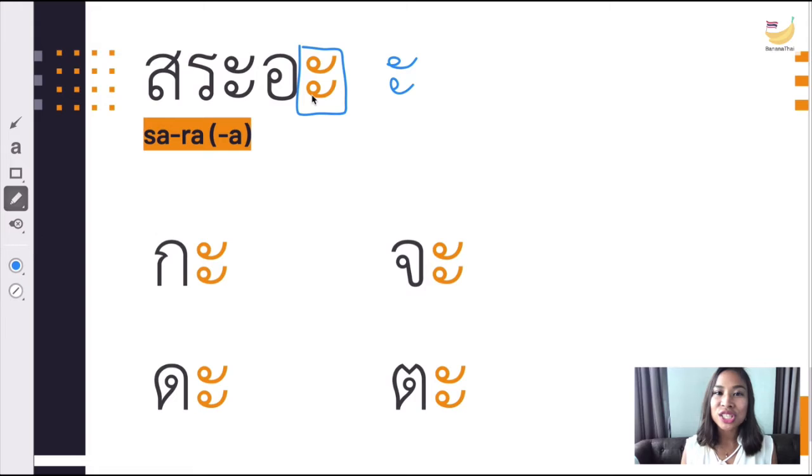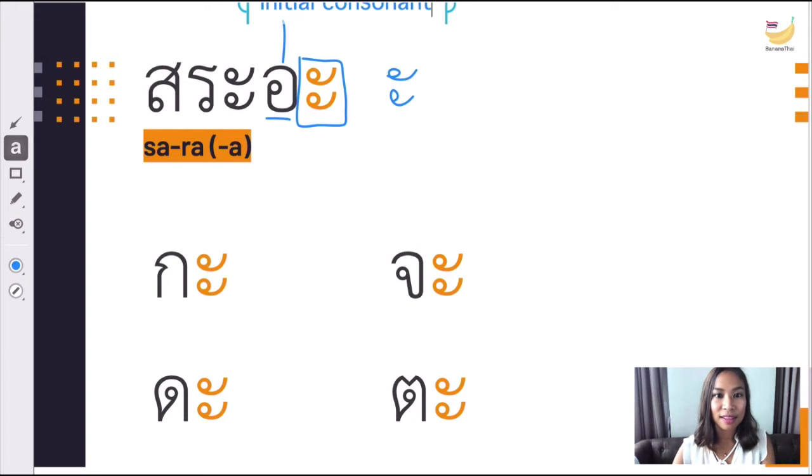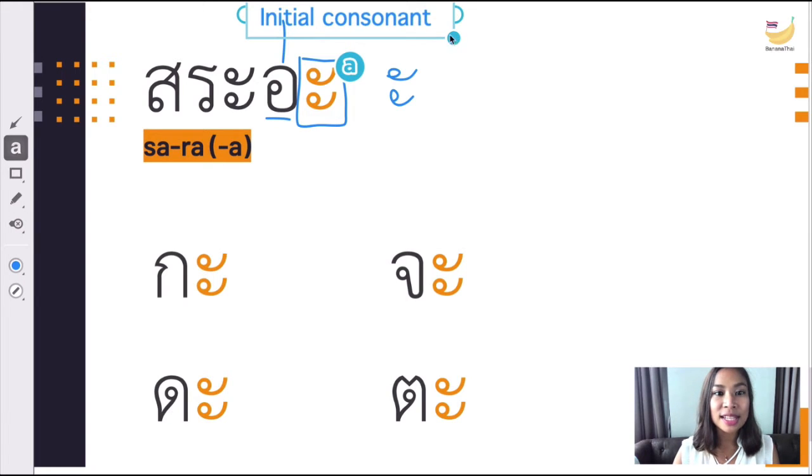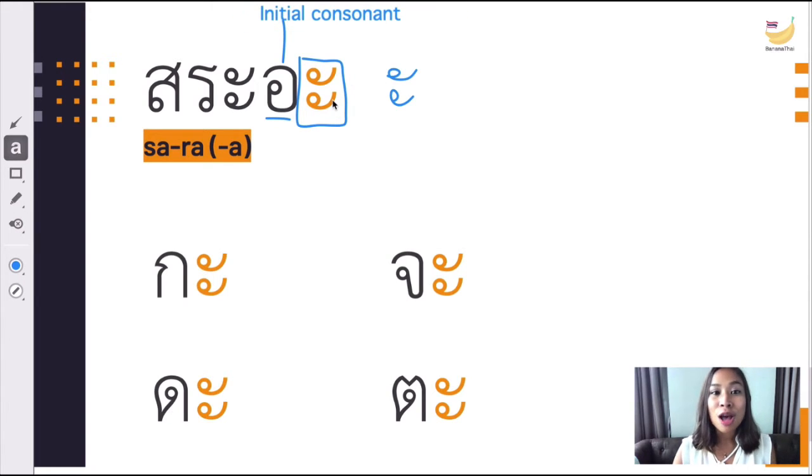And สระอะ is positioned behind the initial consonant. See? Behind the initial consonant. So this one is the initial consonant. Initial consonant. So ออ่าง is the initial consonant, and สระอะ is a vowel positioned in the back, behind the initial consonant. So together, สระอะ, with a sound. Make sure it is a short sound. สระอะ.